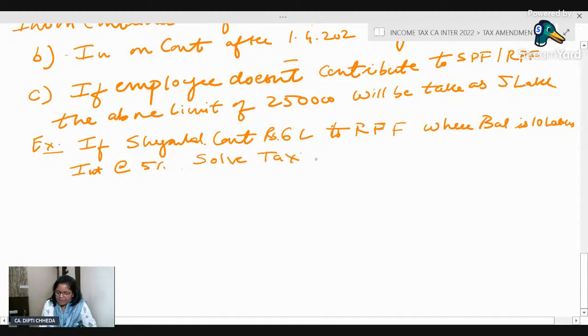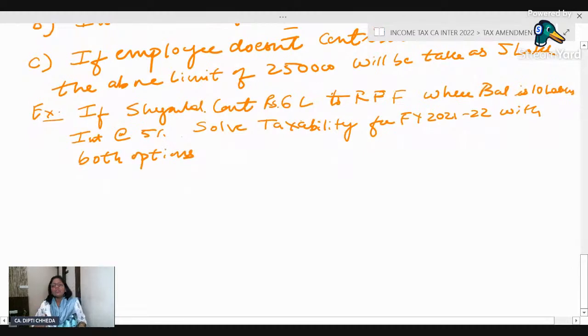Solve taxability or show taxability for financial year 2021-22 with both options. दोनों options के साथ हम solve करेंगे. Write down the case. See, they can ask you these questions. तो ये लिखो. If Shyamlal contributes 6 lakhs to RPF in the financial year 21-22, where already existing balance was 10 lakhs and interest is 5%, solve the taxability with both options.